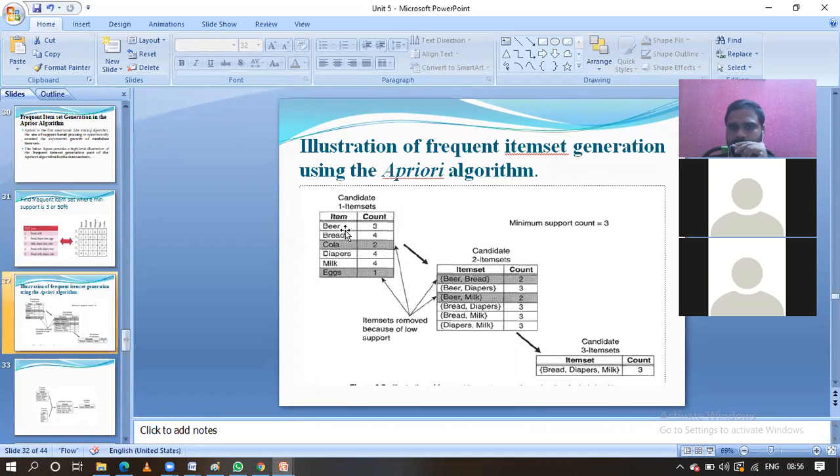Okay. Next, beer with bread, beer with diapers, beer with milk, we have to write it down, and bread with diapers, bread with milk. We have to write it down. Okay, the candidate two item set. In the second column, we have to write down all the combinations for that particular item.